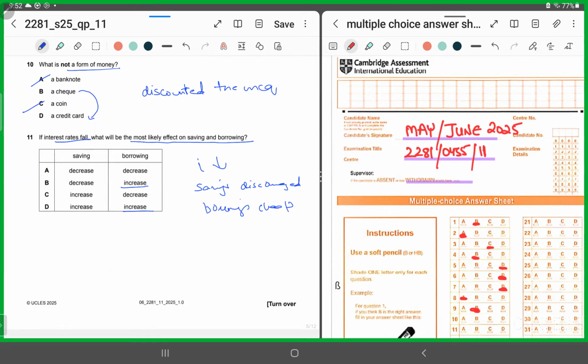So you can chop A and C because they're all talking about a decrease in borrowing. So it has to be either D or B, because they're both talking about an increase in borrowing. But when we talk about saving, we said that yes, savings would be discouraged. So we want a decrease in saving and an increase in borrowing. So it has to be B.